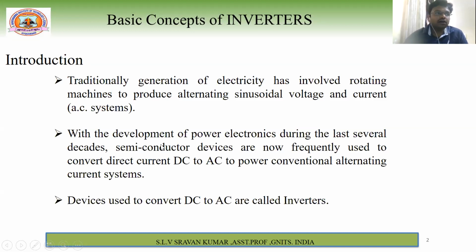So now, after installation of renewable energy sources, solar power, fuel cells, and wind, etc., we can generate power by using those renewable energy sources also. But solar gives DC voltage, wind gives AC voltage, and fuel cell gives DC voltage. So definitely a power conversion is required to run AC loads. For that conversion, we are using this inverter. So the devices used to convert DC to AC are called inverters.